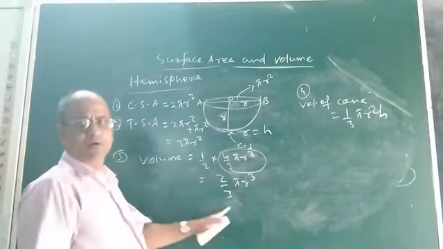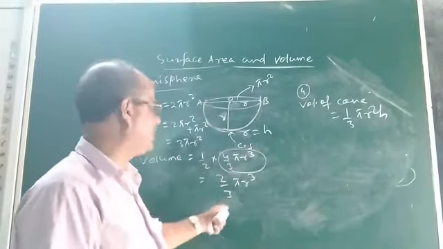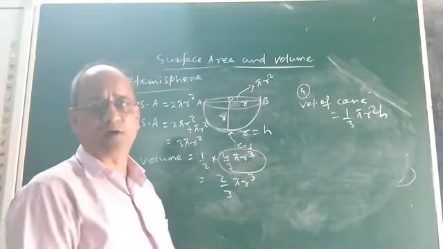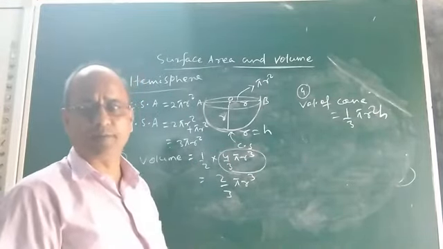You see, 2 by 3 pi r cube will be the volume of what? Your hemisphere. We will use this formula to find the volume of a hemisphere. So this is all about hemisphere.